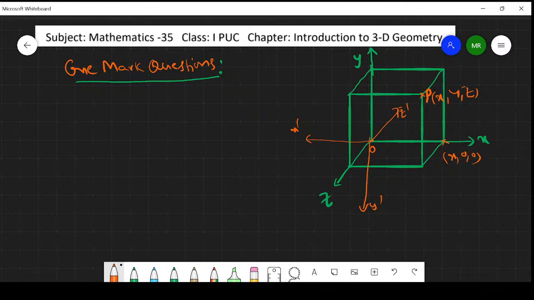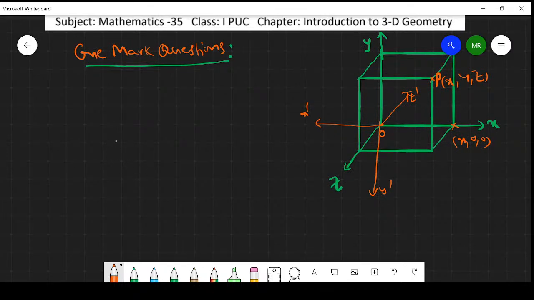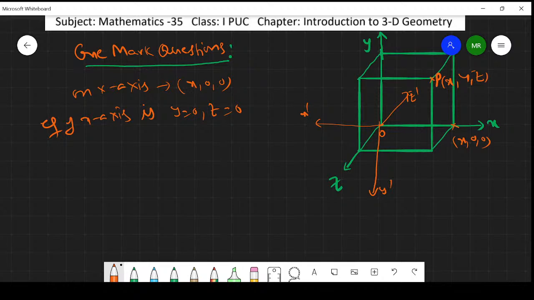Then they will ask, what is the equation of the x-axis? For a 1 mark question, they will ask: any point on the x-axis can be taken as (x, 0, 0). What is the equation of the x-axis? When they are talking about the equation of the x-axis, the y coordinate is 0 and the z coordinate is 0. Remember this: y equals 0, z equals 0, that is the equation of the x-axis. These are all 1 mark questions. They may ask this as question number 10 for 1 mark.